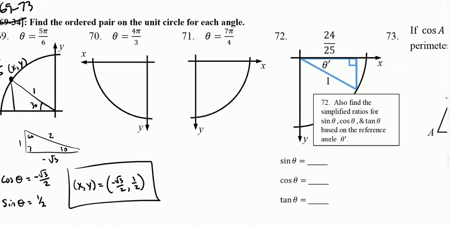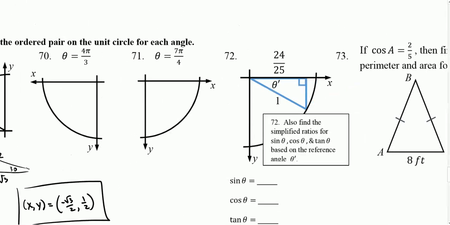For 71, they're telling you it's in quadrant 4 already. So this is where 7 pi over 4 is. Remember, 360 degrees is 8 pi over 4, because that reduces to 2 pi. And so the reference angle is going to be the difference between 8 and 7.